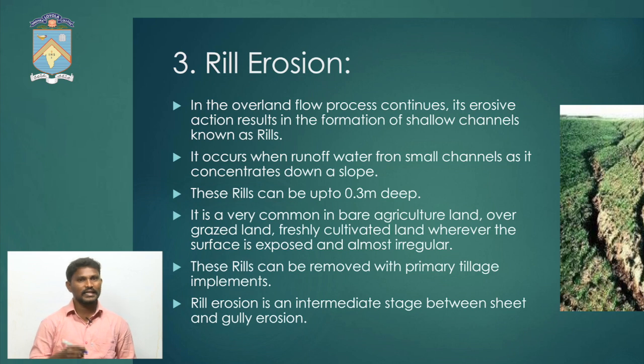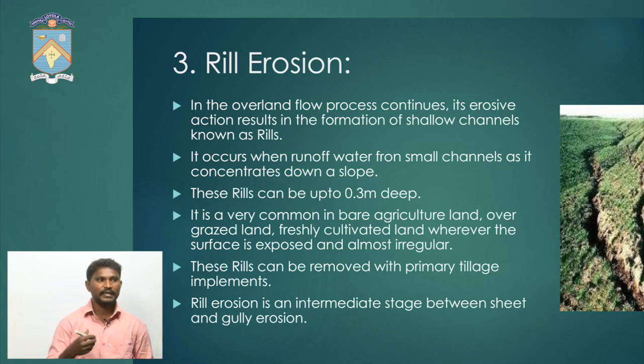Next one, it is most commonly observed in bare lands or rarely cultivated lands or overgrazing lands, we can observe this type of erosion mostly. This type of erosion we can easily overcome by using tillage implements and tillage operations. Rill erosion is the intermediate stage between sheet erosion and gully erosion, right.